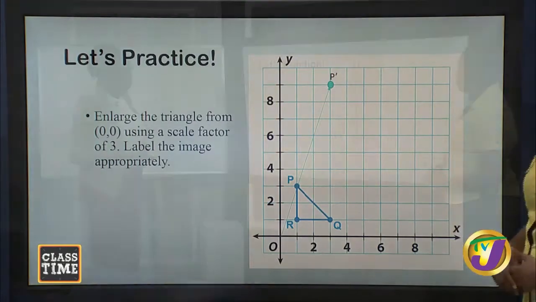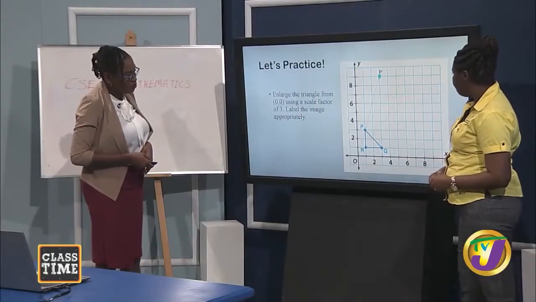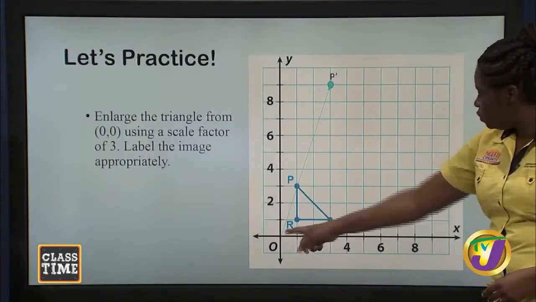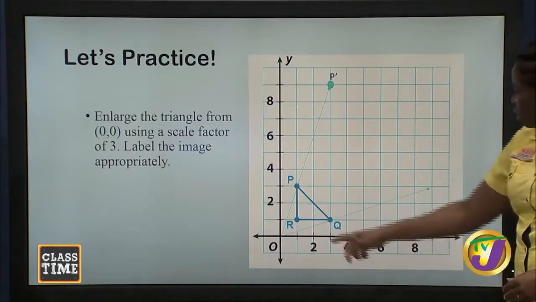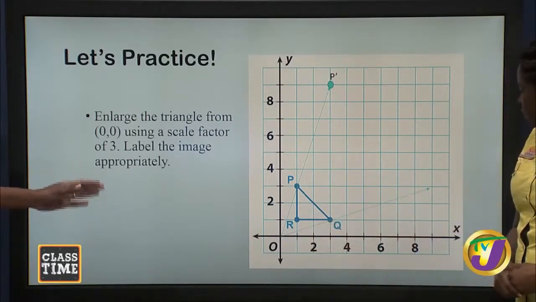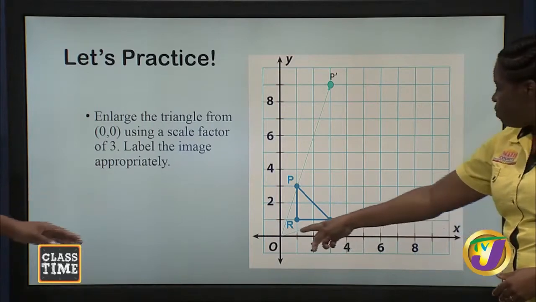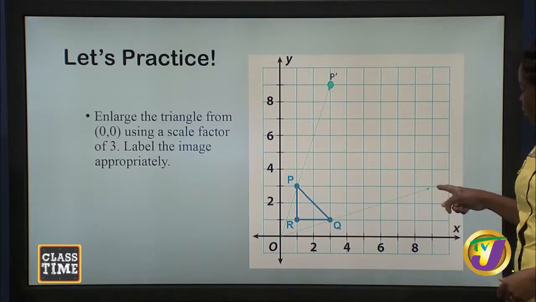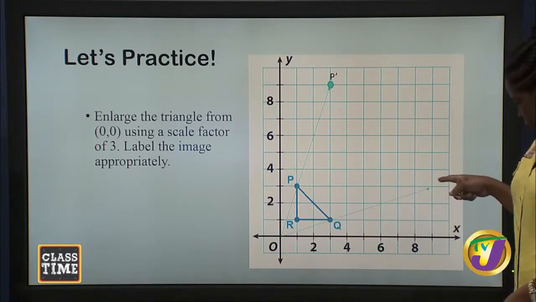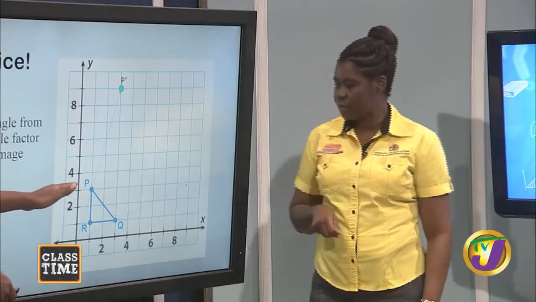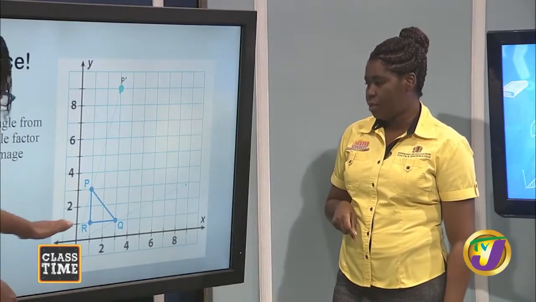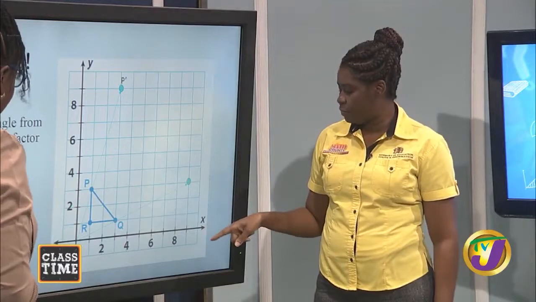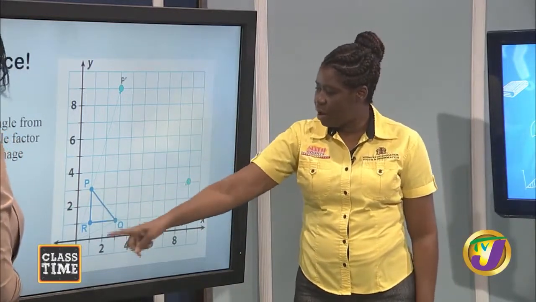So if we do the same thing with point Q, we see that the distance from the center of enlargement to Q is 3 units on the x-axis. And I'd multiply that by my scale factor. 3 times 3 would give me 9. So it would be 9 on my x-axis. And it must be on the same line segment, right? So you see where we extended this line segment. So we know that the point is going to be at 9, 3.